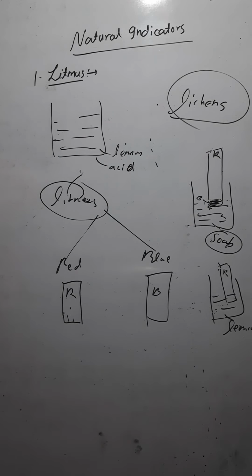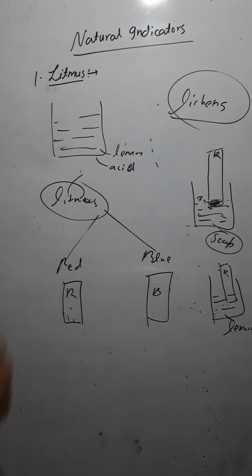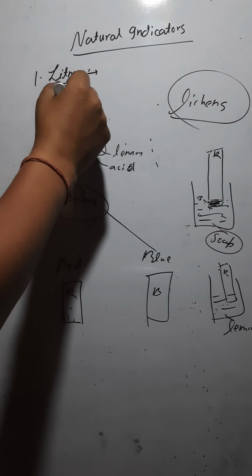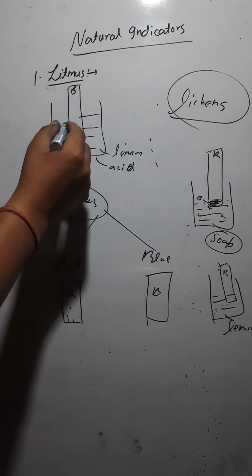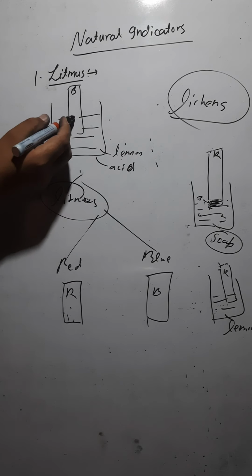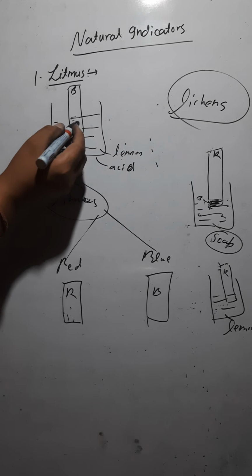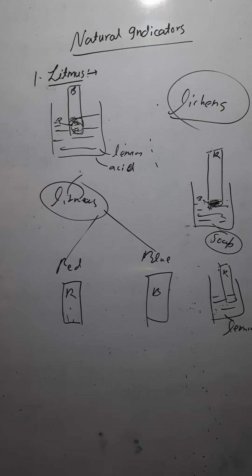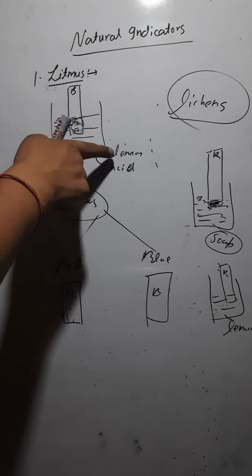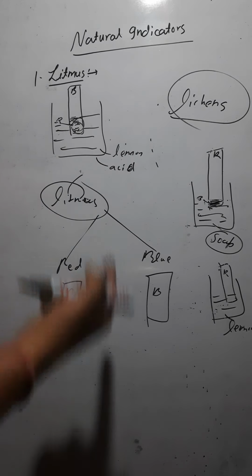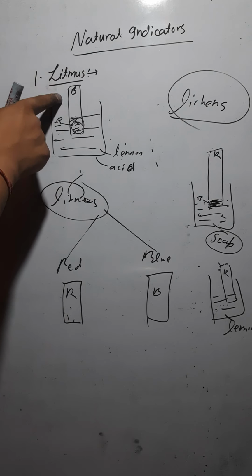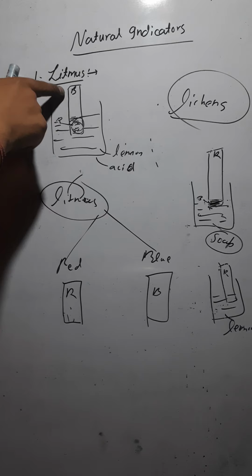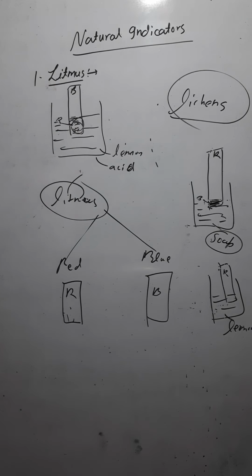Now you take this blue litmus paper and dip it here. This is blue litmus paper. Now what would happen? The part inside the lemon water would turn red. This one part has become red. So this indicates that the lemon juice contains acid. So it implies that blue litmus paper turns red in acidic solution. When you dip blue litmus paper in acid, it would turn red.